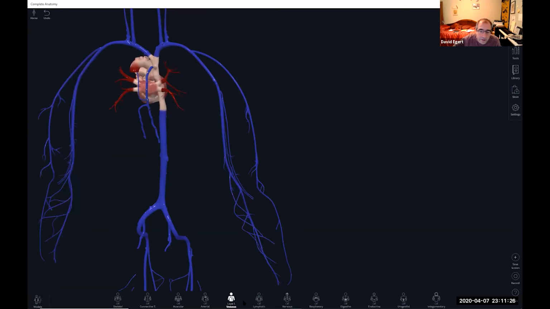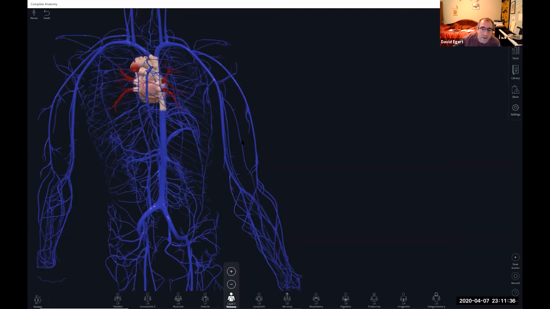Let's add in some more veins now. Here, this one here is supposed to be, I think, the brachial vein, probably. I am not sure why it's not clicking. I'll get to it.